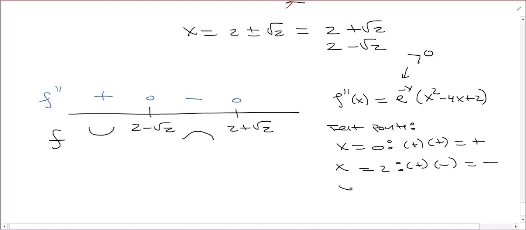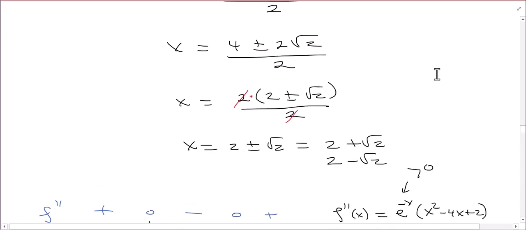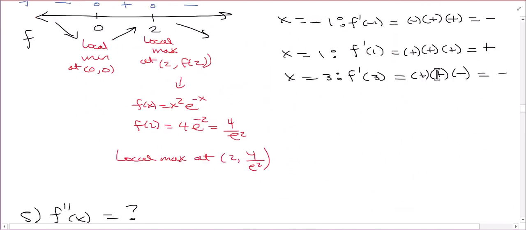downwards. And what do you think is going to happen on the other side? So let's pick 4 just to be sure. So e to the negative x is always positive, and now when you have 4 squared, that's 16 minus 4 times 4 is 16. So 16 minus 16 is 0, so you're left with a plus 2, so positive. So second derivative here is positive, which means that the function is concave up again. And so now we know how to finish the graph.